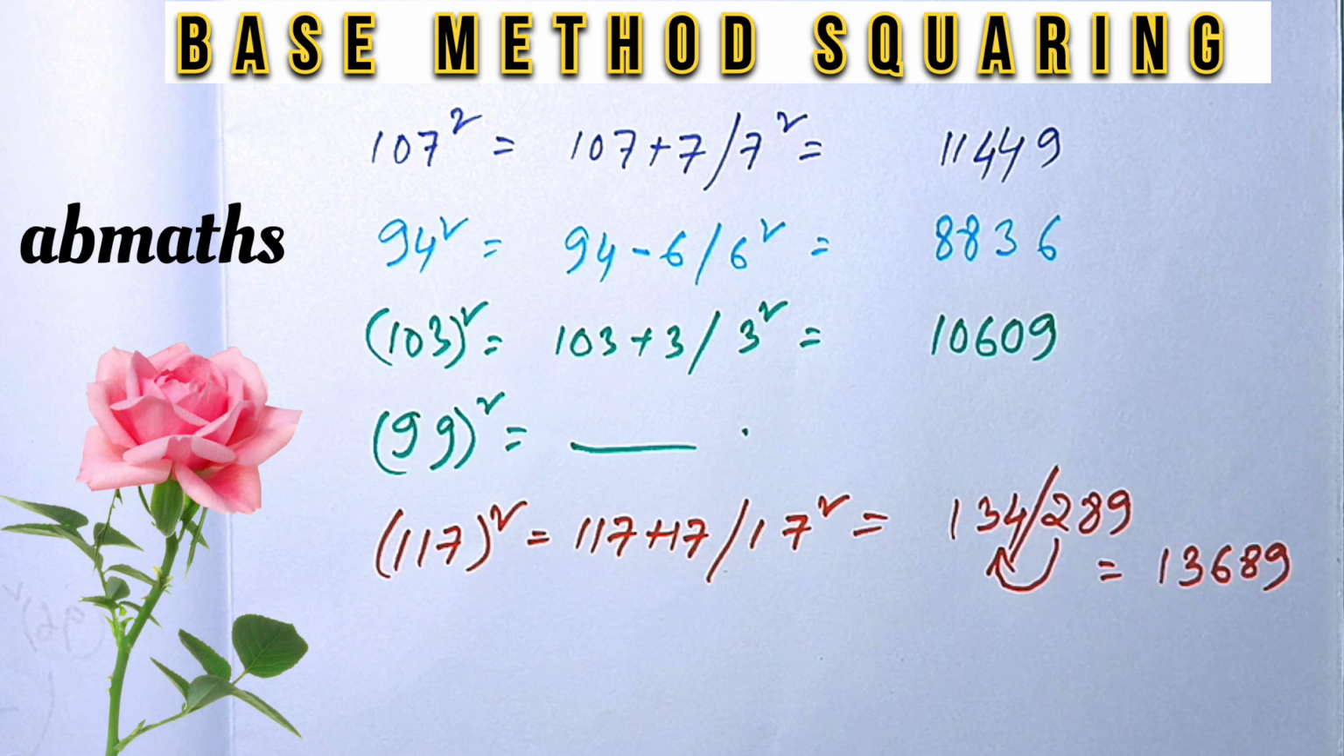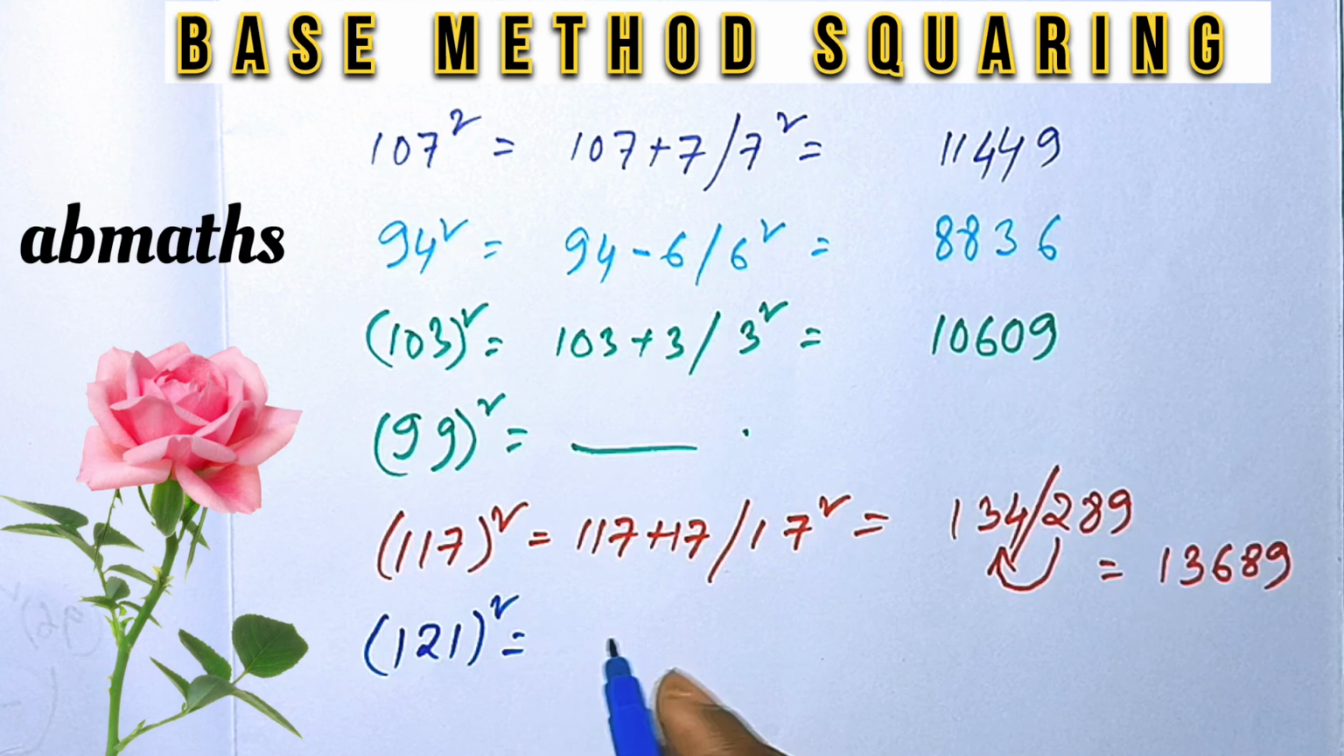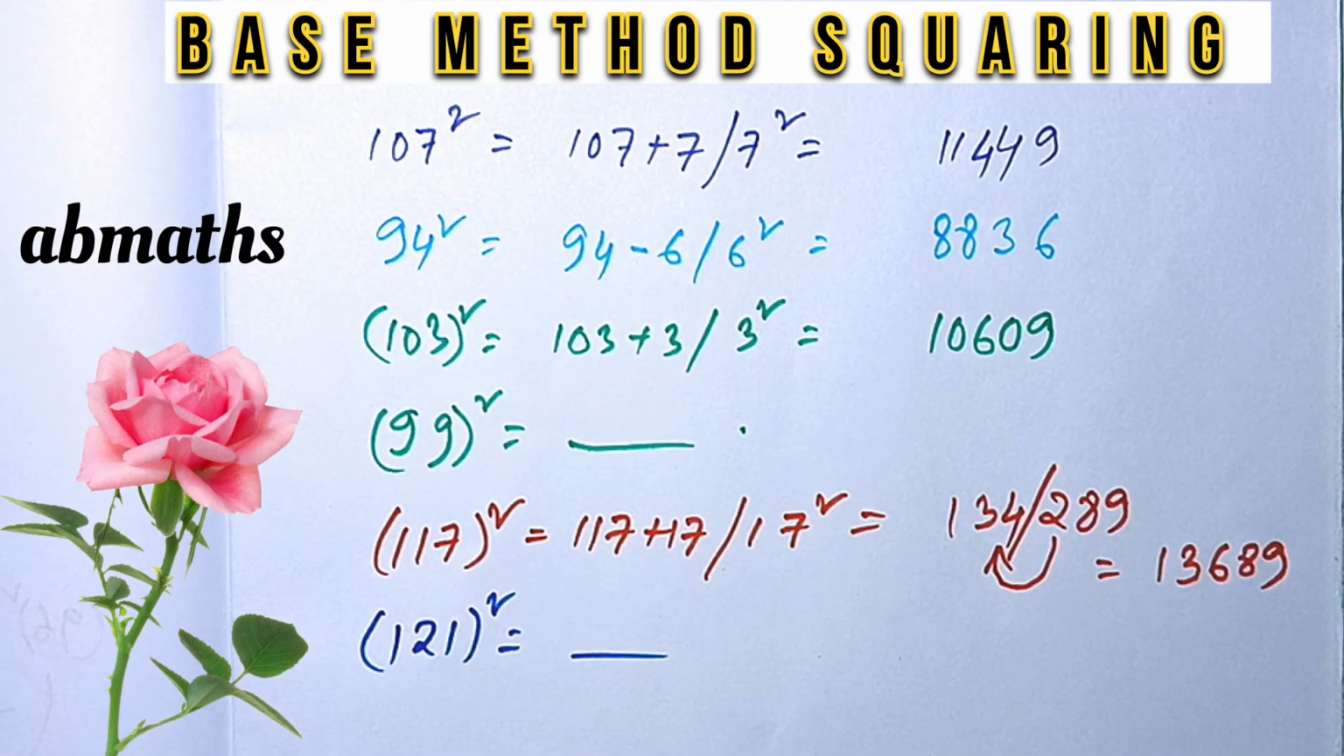Why don't you check with this number, 121 square? Please give me the answer in the comment section.